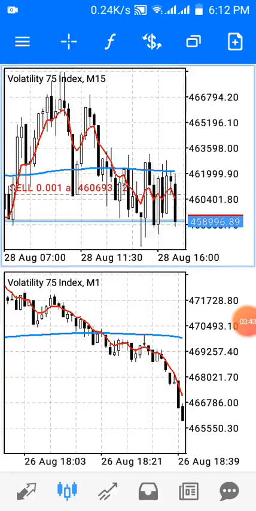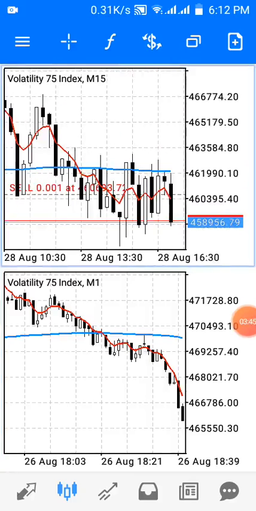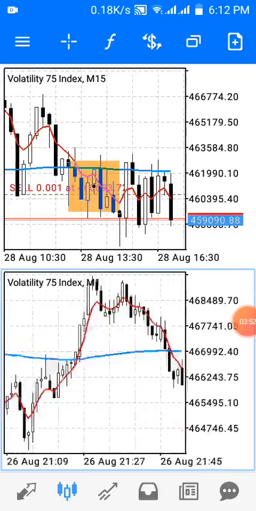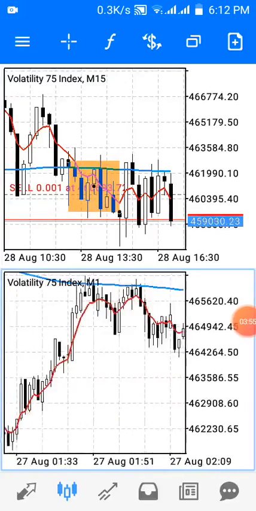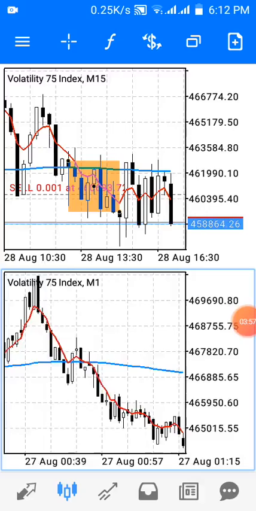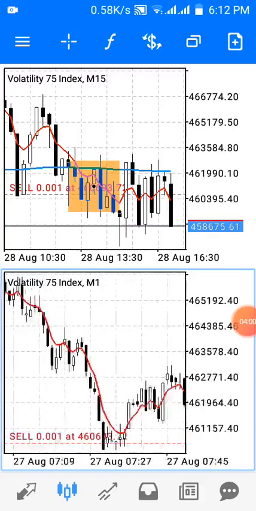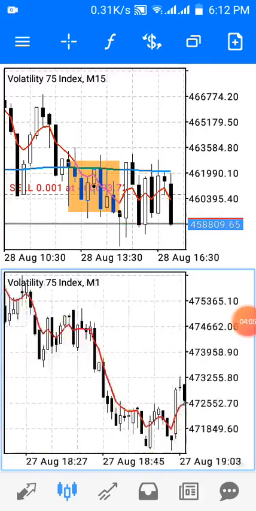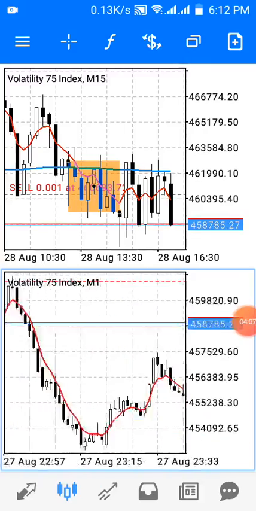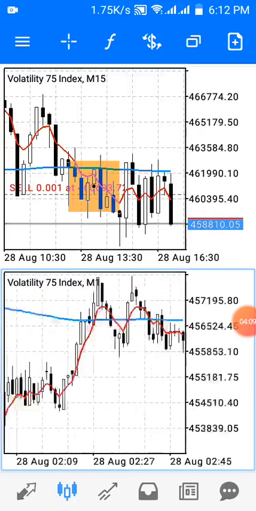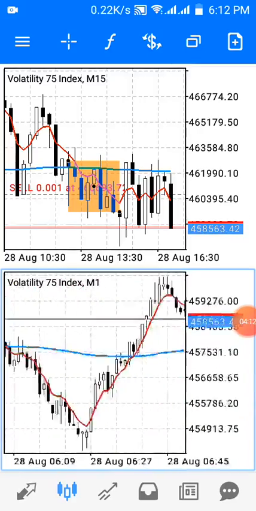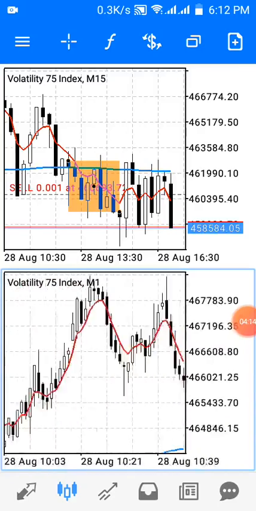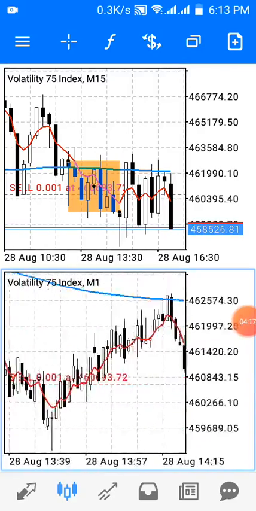Like what I did here is I allowed the red line to cross here on the higher time frame. Okay, and I waited, like around here. I waited for the red line on the lower time frame to cross. Then I take my trade. So this is a scalp trade. Take my trade and then I move on with the profit.